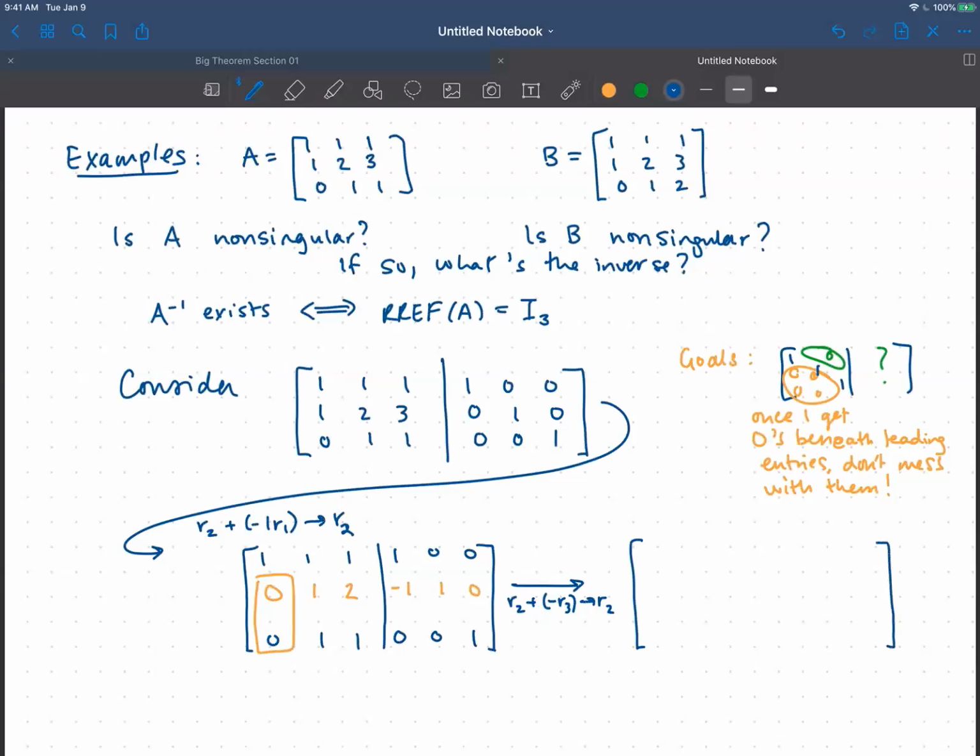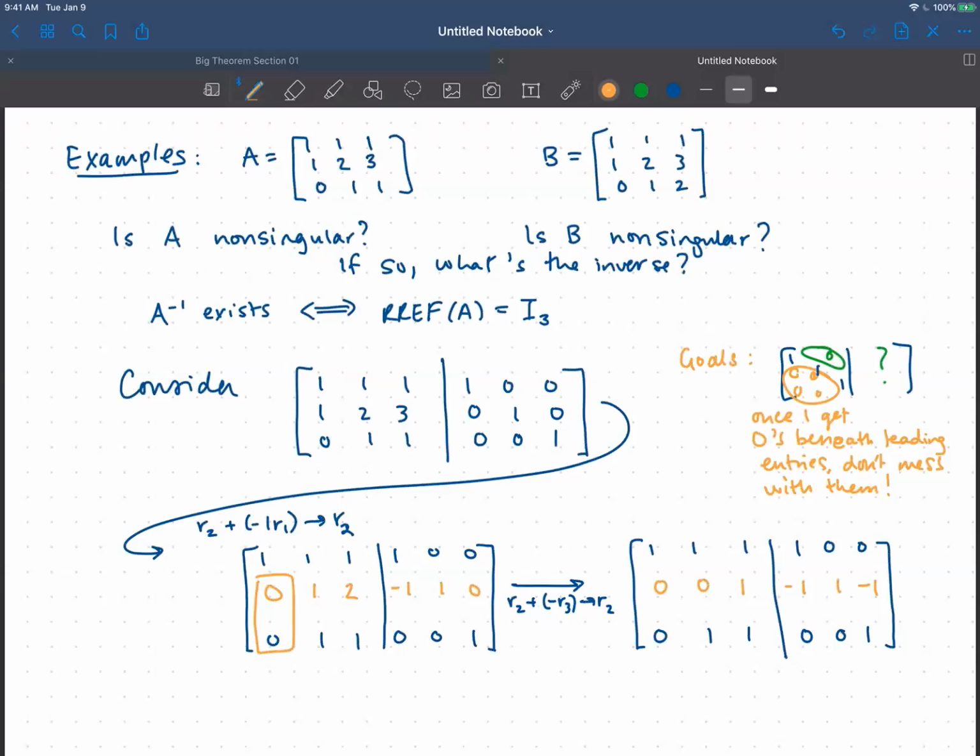So when I do that, the only row that's going to change is row 2 again. I've got my 1, 1, 1 across the top, and then 1, 0, 0. The bottom row is still 0, 1, 1, 0, 0, 1. And what changed is row 2, I'm subtracting row 3 from it. So my new row 2 is going to be 0, 1 minus 1, also 0, 2 minus 1 is 1. And on the identity matrix side, I've got negative 1, 1, negative 1.